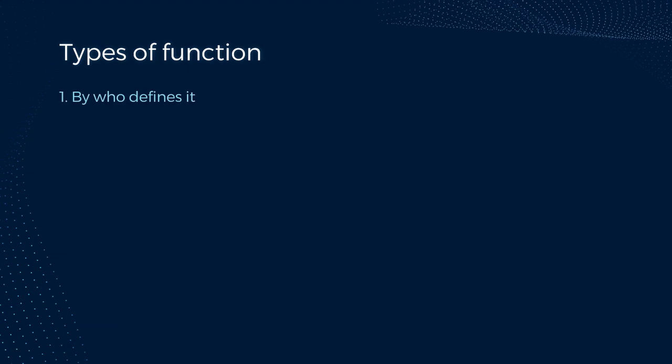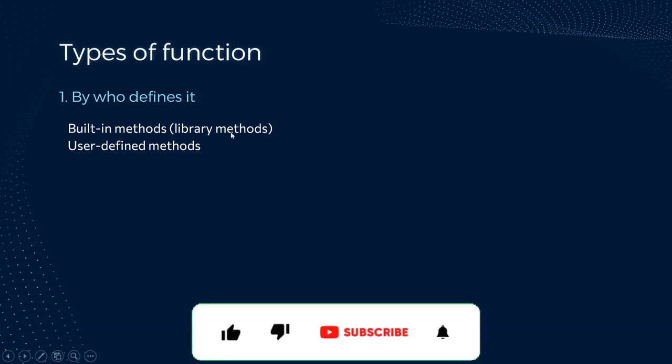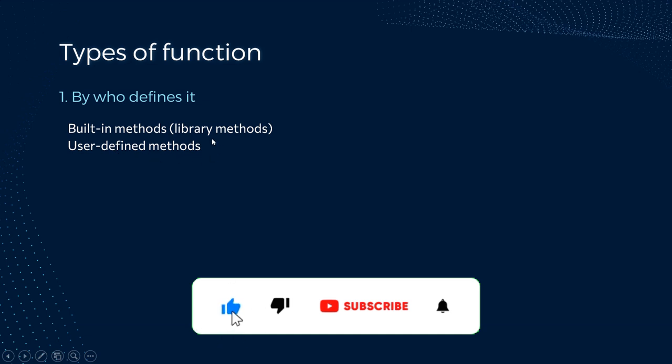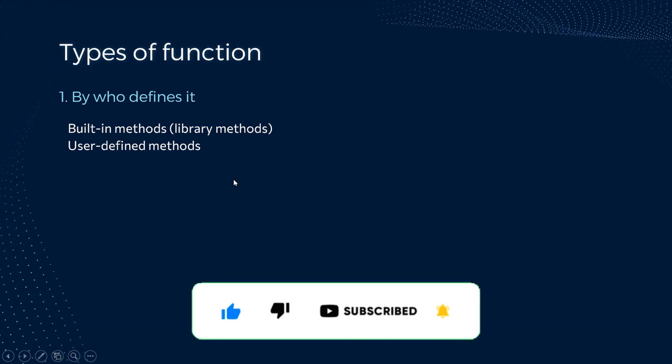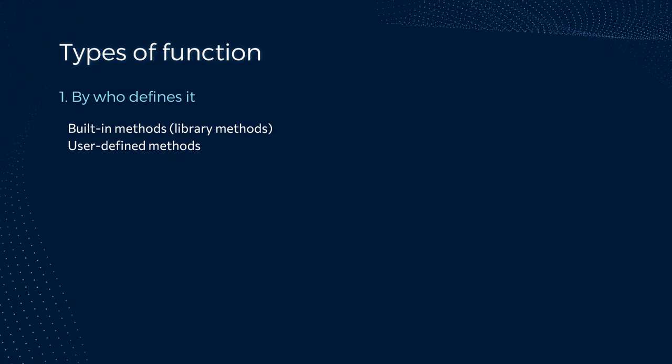I have written them category-wise. First look at the category by who defines it. Based on this we have two categories: built-in methods, or library methods, and user-defined methods. Library methods are the methods defined in the .NET framework; .NET provides a library or list of methods. And user-defined methods are the methods we normally create ourselves.